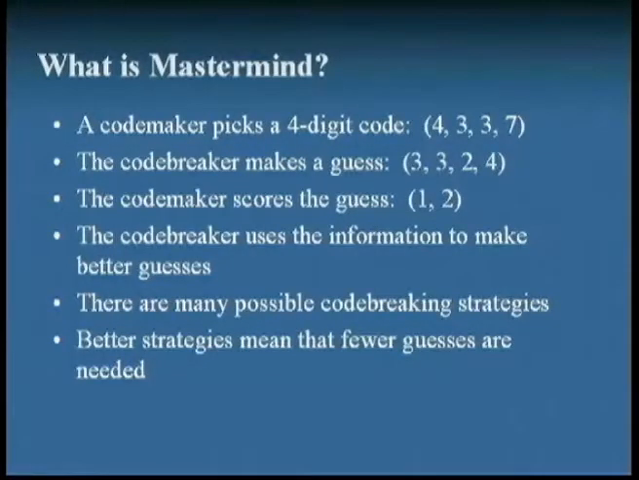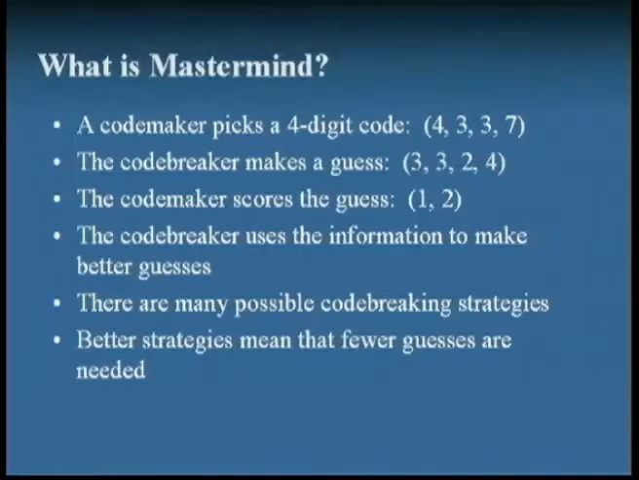So, if this is the hidden code, a tuple of 4 digits, the guess, 4 digits, the scoring of the guess, 1, 2, says that one of those 4 entries was in the correct position, and that there were 2 of them in incorrect positions. So you're told the number of positions that match and the number that are incorrect. You make successive guesses and you try and home in on the result.